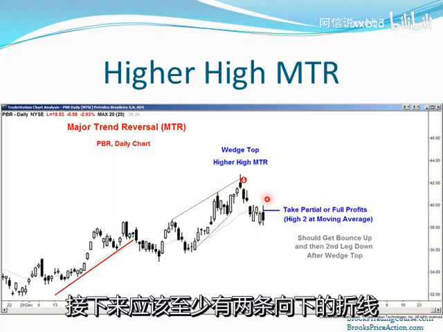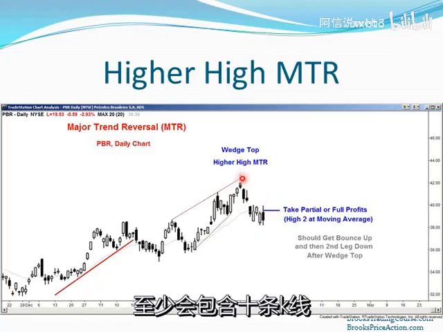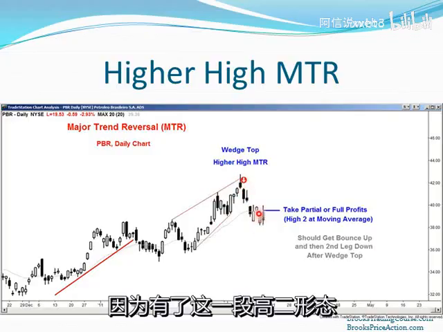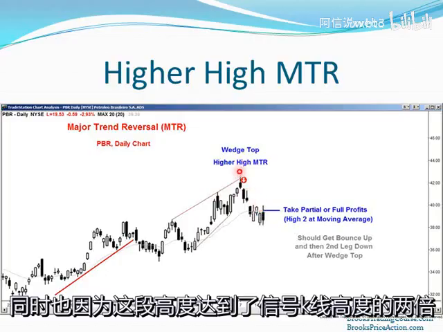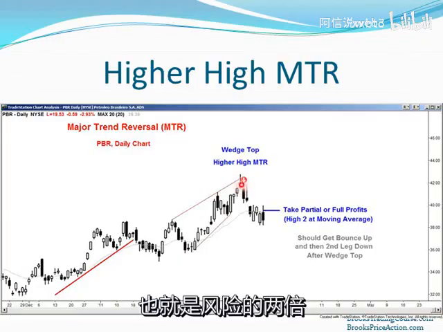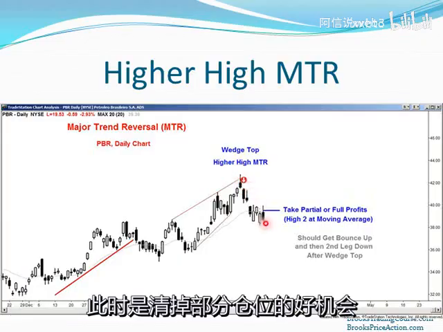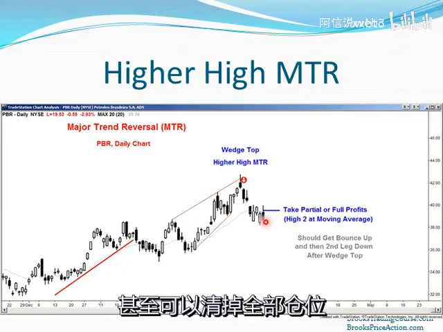At the moment, I think it's 60% certain that we'll get at least 2 legs down and at least 10 bars down. Because of the high 2, and because we're around twice the height of the signal bar, twice the size of the risk, this is a good location for taking partial profits or even full profits.